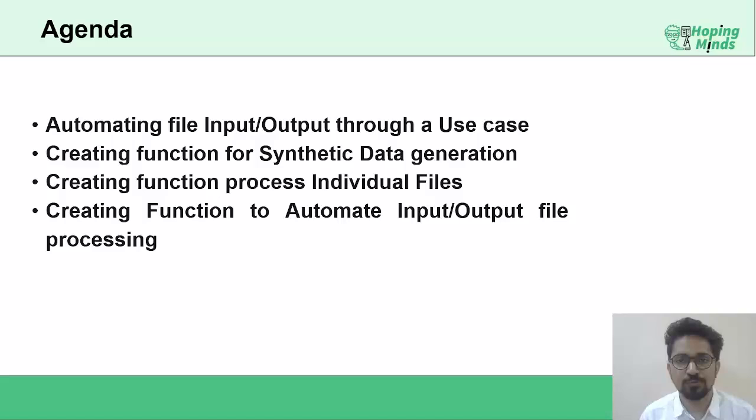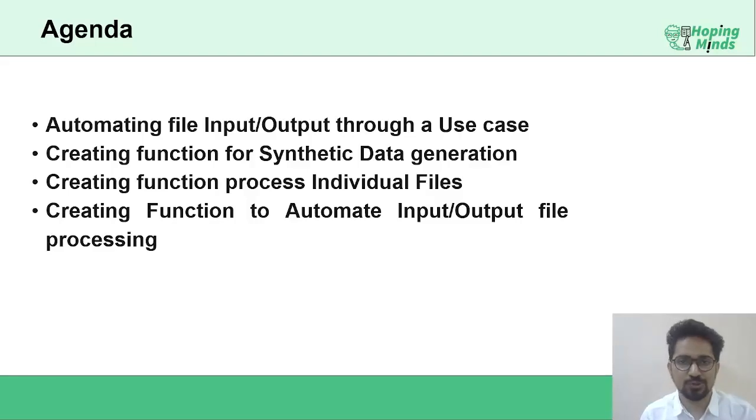The second function would be to process, analyze, and even clean that data, the individual files, if I'm creating n number of individual files, because the objective is to automate file input and output. Then we'll be creating a function to automate the file input output processing. Once we have the synthetic data, we'll create a function to process those files, and to apply those processing steps, we'll be writing the automation script. Till the previous session, we have discussed how to write data transformation scripts using repeatable workflows.